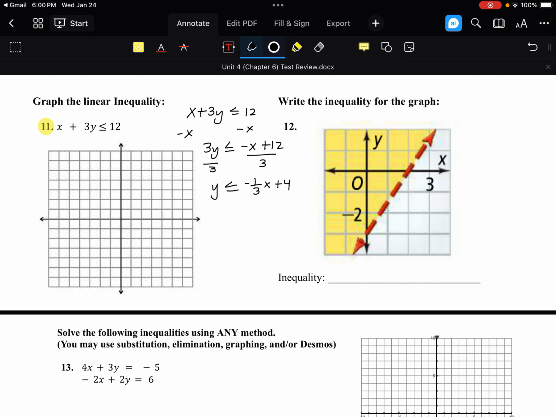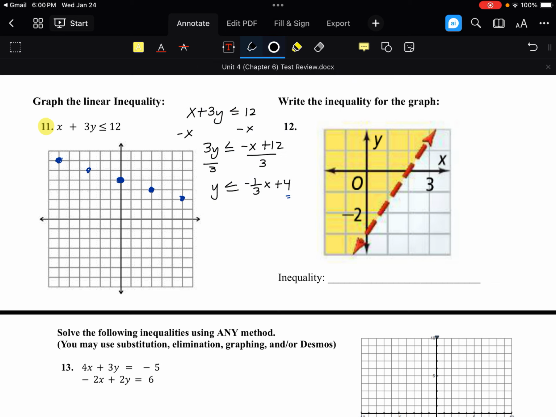So now we're going to graph this inequality. To start with, the first thing we have to do is plot the y-intercept because it's now in slope-intercept form. So our first dot is going to go at 4. And we're going to apply our slope. Down 1, right 3. Down 1, right 3. And then if we want to go back, we can go up 1, left 3, up 1, left 3.